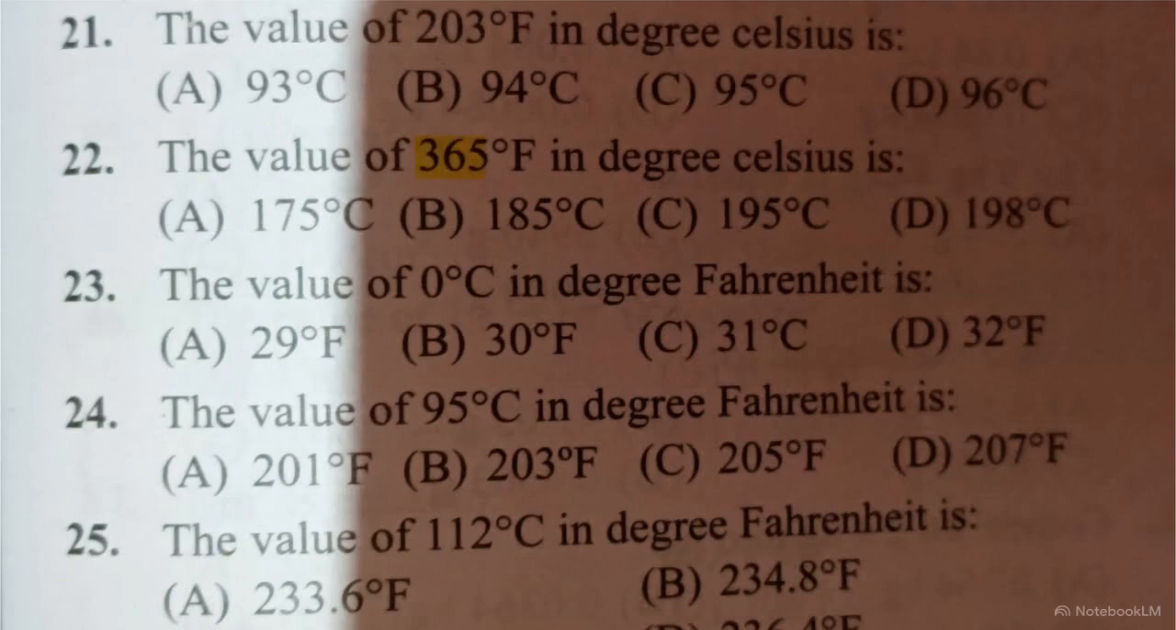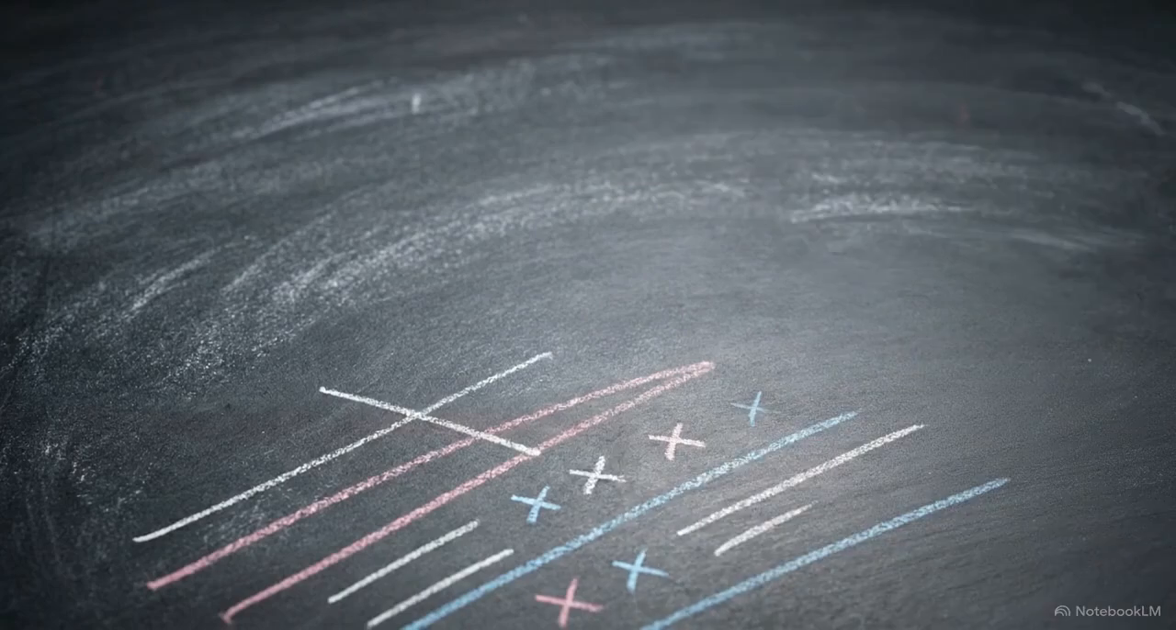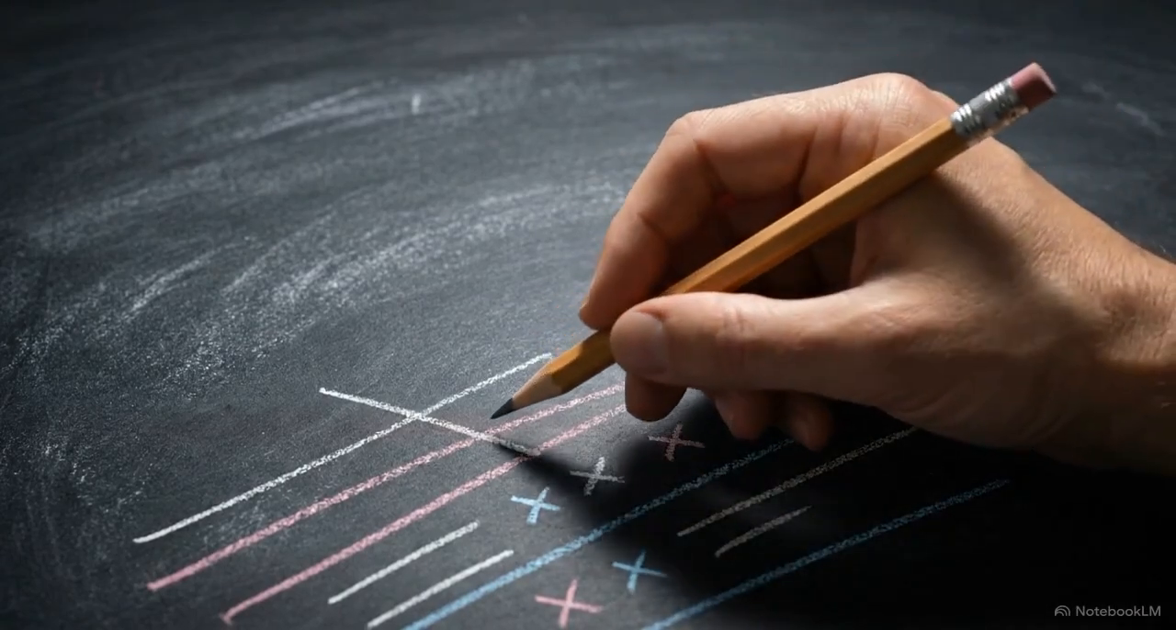Let's repeat the process for question 22. Follow along as we convert 365 degrees Fahrenheit. Step 1. 365 minus 32 gives 333. Step 2. 333 times 5, divided by 9, brings us to 185. We mark option B. Sticking strictly to that subtract first rule keeps you from falling into the trap answers designed for people who do the math out of order.